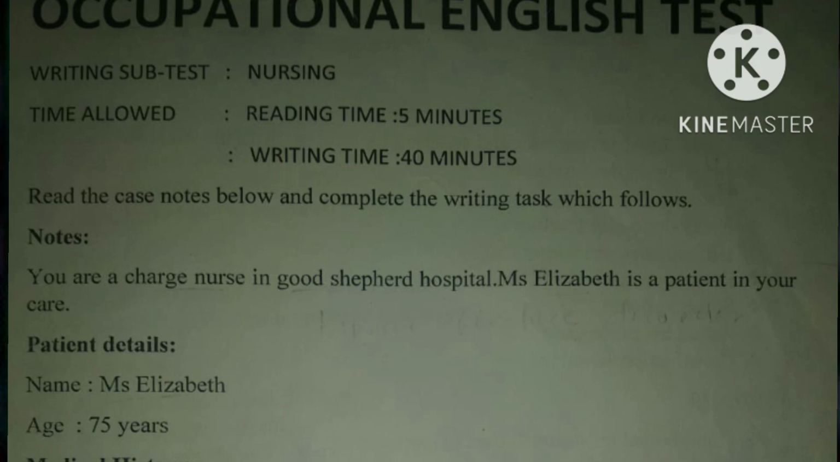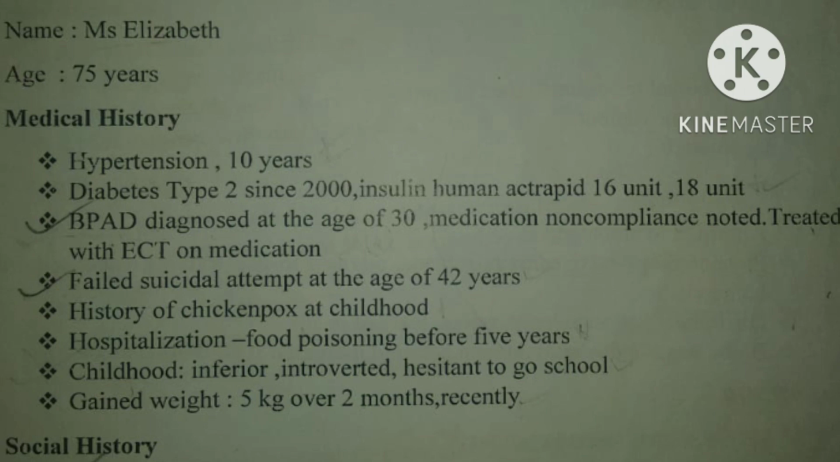So the writing subtest is for nursing. The reading time is 5 minutes and the writing time is 40 minutes, so the total allocated time is 45 minutes. You are a charge nurse in Good Shepherd Hospital. Miss Elizabeth is a patient in your care. The patient name is Miss Elizabeth, age 75 years. So we understood our position is a charge nurse in Good Shepherd Hospital, and the patient name is Elizabeth and age is 75 years. Next we are going to write this letter to a psychiatrist.